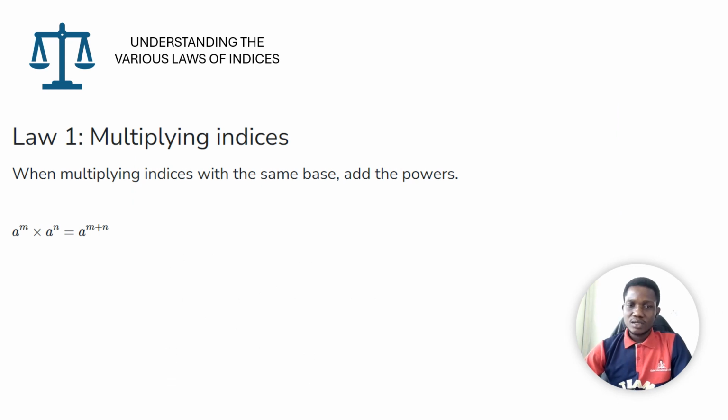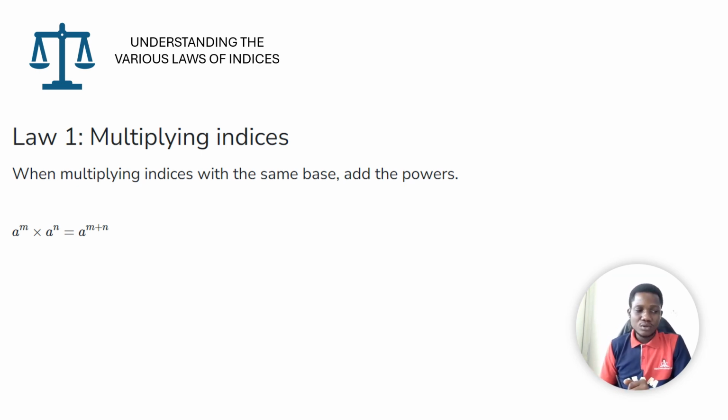1. The multiplying indices. When multiplying indices with the same base, all you need to do is basically add the powers. As you see here, you have a to the power of m multiplied by a to the power of n. Since a is the base number and it is identical, all you need to do is simply add the indices. And that gives you a to the power of m plus n.